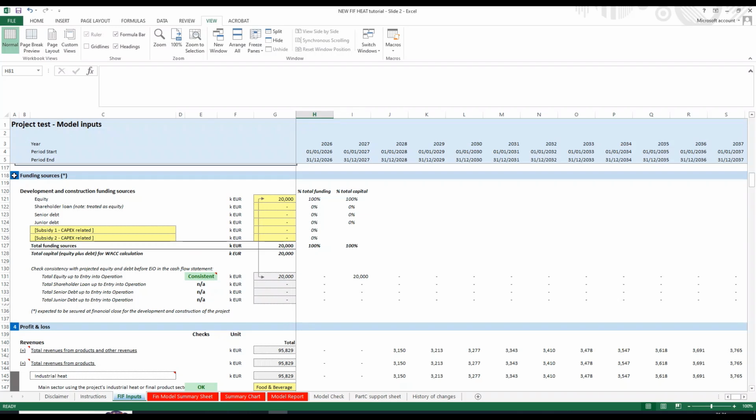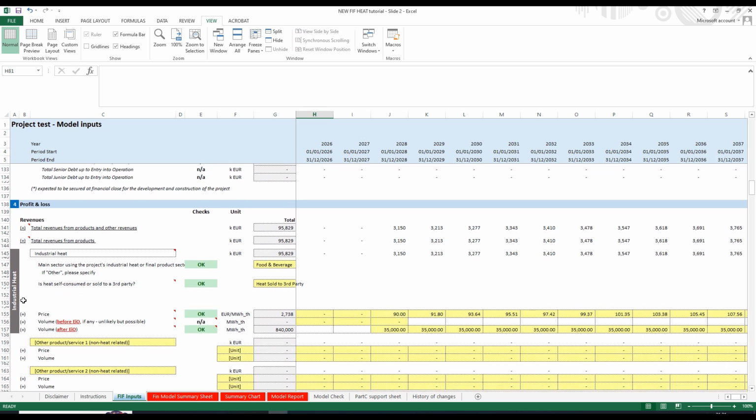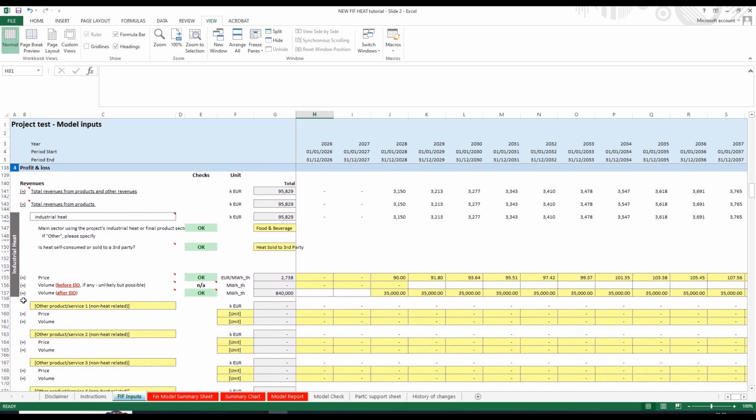Now move to the third section, which relates to the financing plan. Enter all funding sources identified for the development and construction of your project. A consistency check ensures that the values entered here match the financing values projected later in the cash flow statement. The next three sections cover the project's financial projections: the profit and loss, the cash flow statement, and the balance sheet. Always ensure that the information provided is consistent with the assumptions described in the business plan.